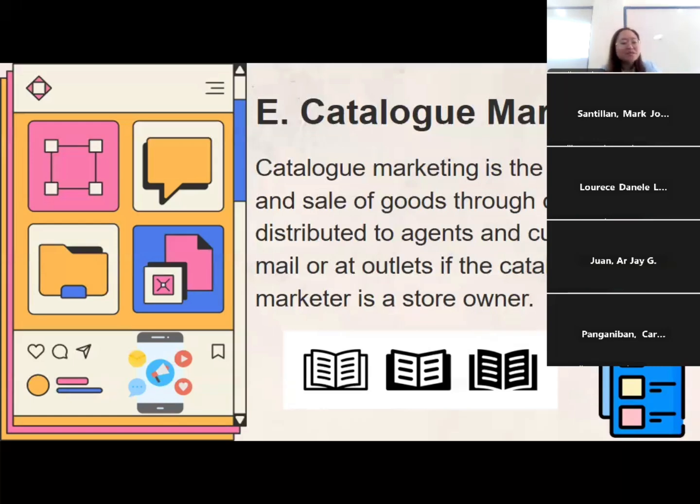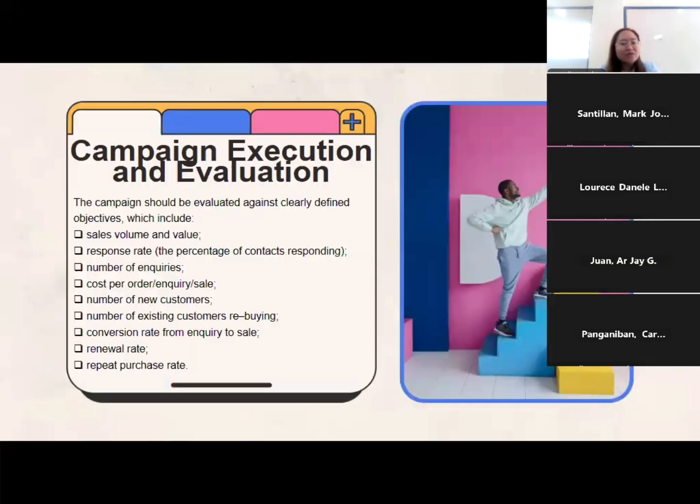All right, so let's proceed to the last topic that we're going to talk about, which is campaign execution and evaluation. Campaign execution and evaluation involves putting your direct marketing plan into action and measuring success. After making decisions about the creative elements and media to use, you either run the campaign yourself or you hire a specialist agency to manage it.